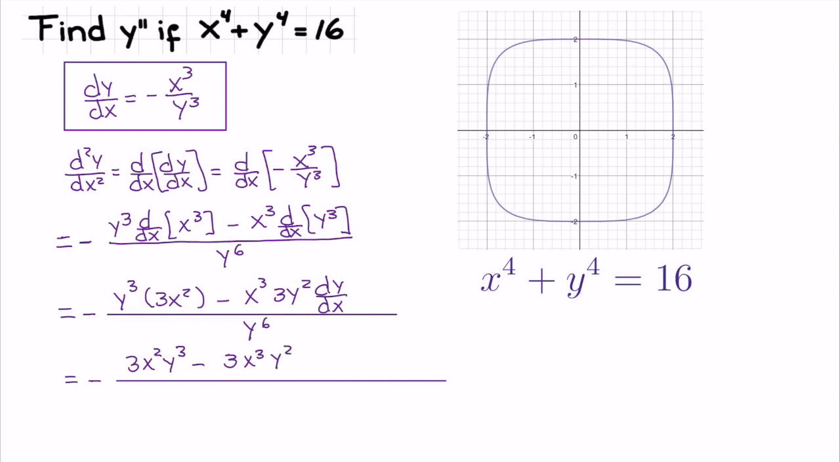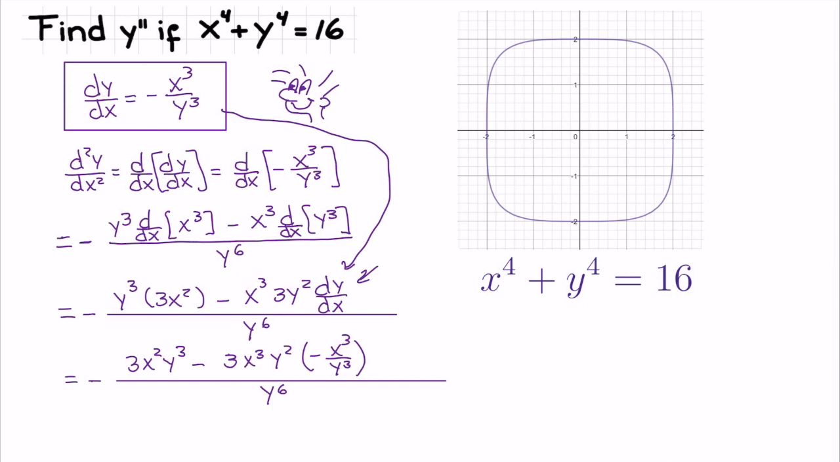So now look what happens. We have that dy/dx there that is disturbing us. We want everything in terms of x and y. Can you think of a way of getting rid of dy/dx? Do we know what it is? Yeah, it's here. Okay, so we replace it right here. And instead of writing dy/dx, we write negative x cubed over y cubed.